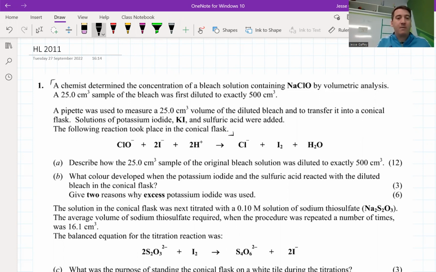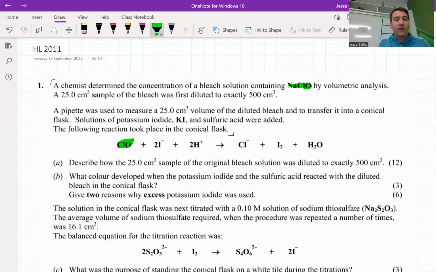All right, so it says that chemists determined the concentration of bleach solution containing sodium hypochlorite NaClO by volumetric analysis. So this is obviously one of our substances. And as you can see, the NaClO is what gives us this ClO minus ion. So I'm going to highlight this green and highlight this green to show that this gives us this.